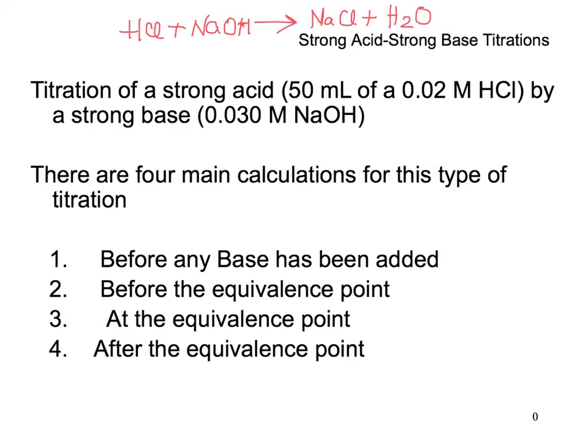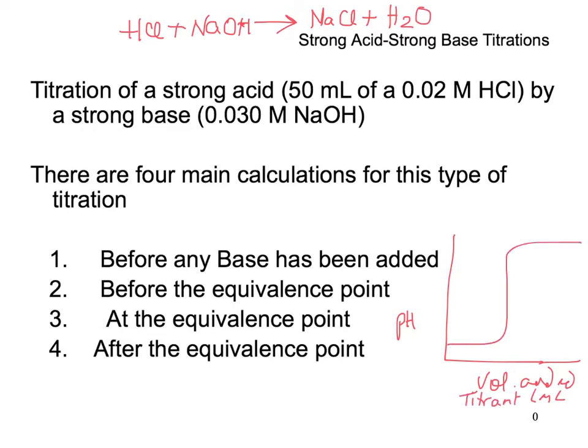Let's take a look at the various stages: before you add sodium hydroxide, what happens at the equivalence point, what happens after the equivalence point, what happens before the equivalence point, so in that flat region. So the four areas that we are going to take a look at: volume added, this is in general titrant, and it looks kind of like that.